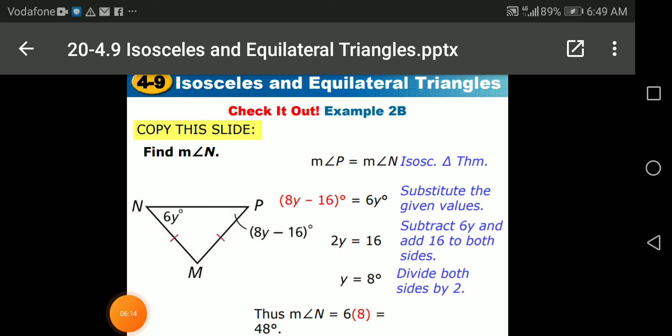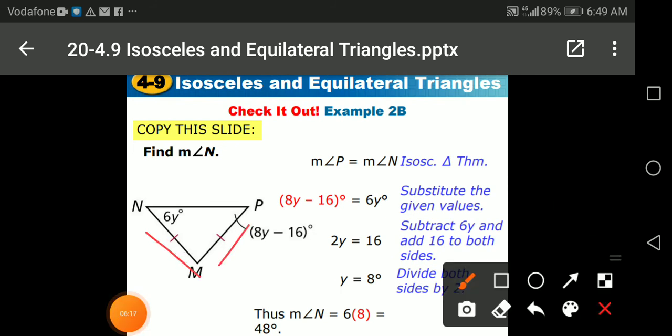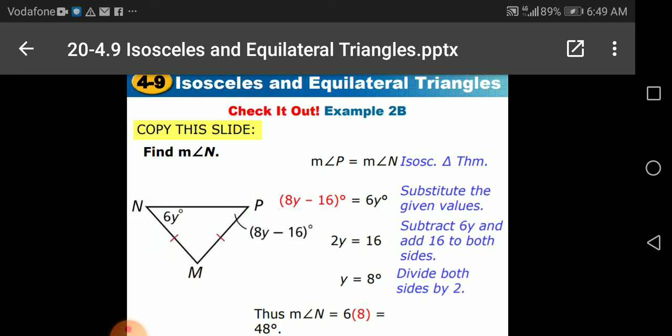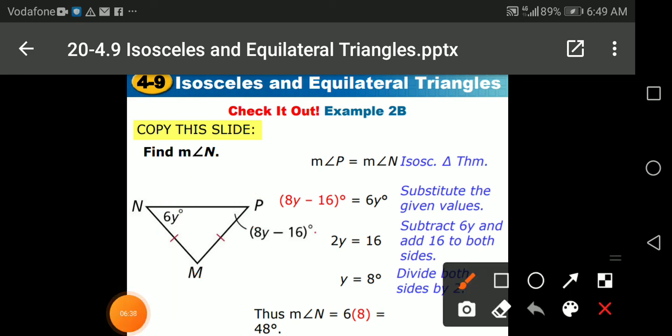I have this one. We have two sides that are congruent. Therefore, we have two base angles that are congruent. We have 6y and this one. So this angle is congruent to this angle. Remember? This angle is given by what? Let's see together. There is the angle 8y minus 16, and the other angle 6y. So they are congruent, or equal. Then we solve like the previous example.